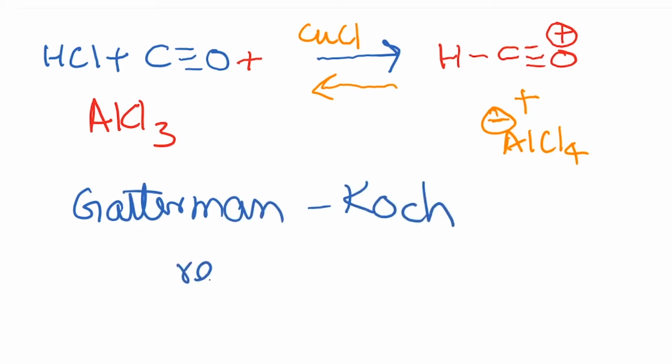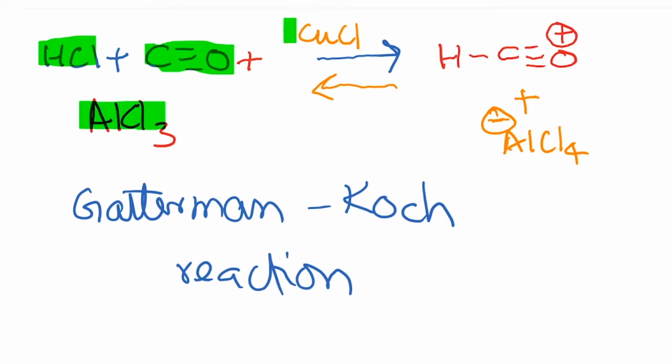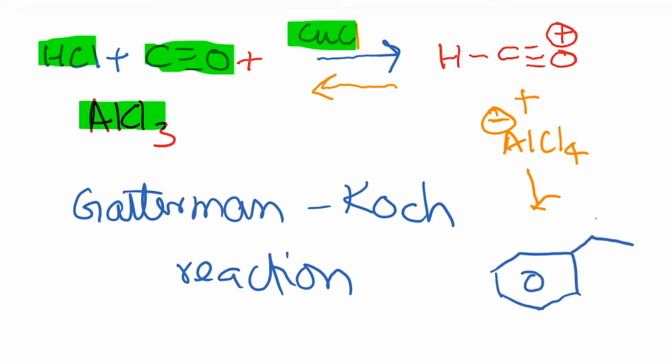And the conditions correspond to what is known as the Gattermann-Koch reaction. The Gattermann-Koch reaction is nothing but the reaction of benzene with these reagents as shown here, which is HCl, carbon monoxide, aluminum chloride in the presence of copper chloride, and the product that is formed is the formylated benzene, which is basically benzaldehyde. The Gattermann-Koch reaction is actually a modified Friedel-Crafts reaction, and it produces aldehydes on aromatic compounds.